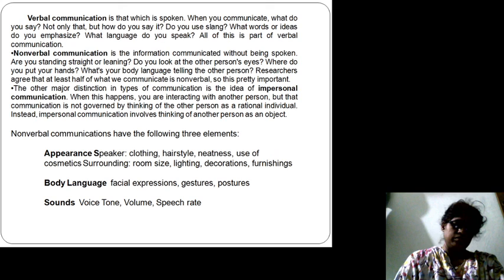Then sounds: voice tone, volume, and speech rate. How you talk. Have you ever found a child talking in a very loud voice with his father or mother? That is not a good sign. So while talking with anyone, what should your voice tone be? How much should the volume be? How much should the speech rate be? All that is covered in sound. So all this is a part of non-verbal communication.